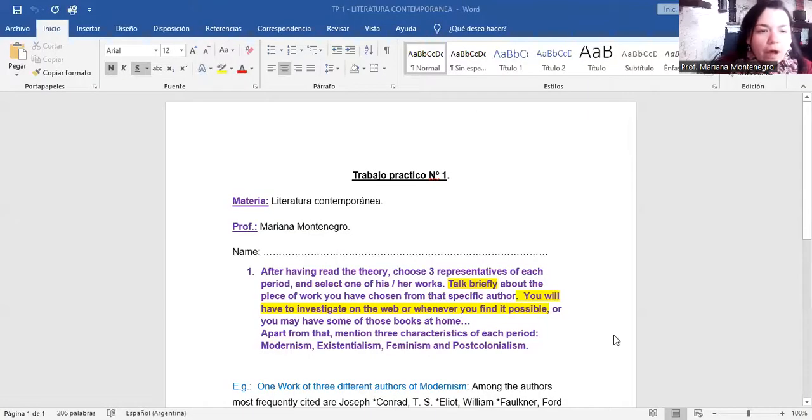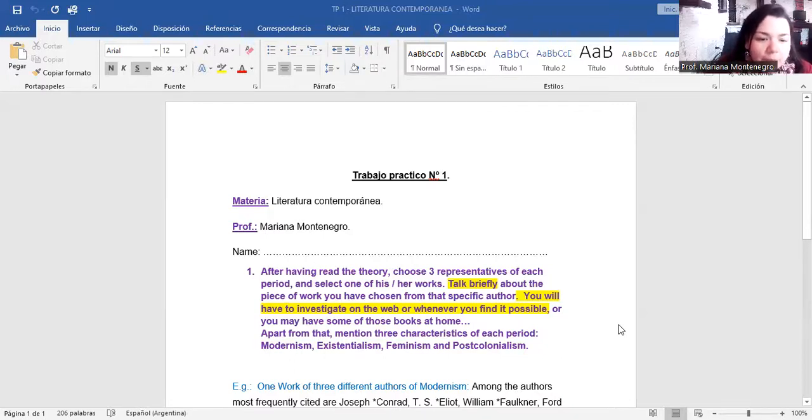Well, and then I will explain about literature, yes? The first task of literatura contemporánea. So we have, after having read the theory, choose 3 representatives of each period and select one of his or her works. You must talk briefly, that is really shortly, about the piece of work you have chosen from that specific author. You will have to investigate on the web or whenever you find it possible, yes? Or perhaps you may have some of those books at home.